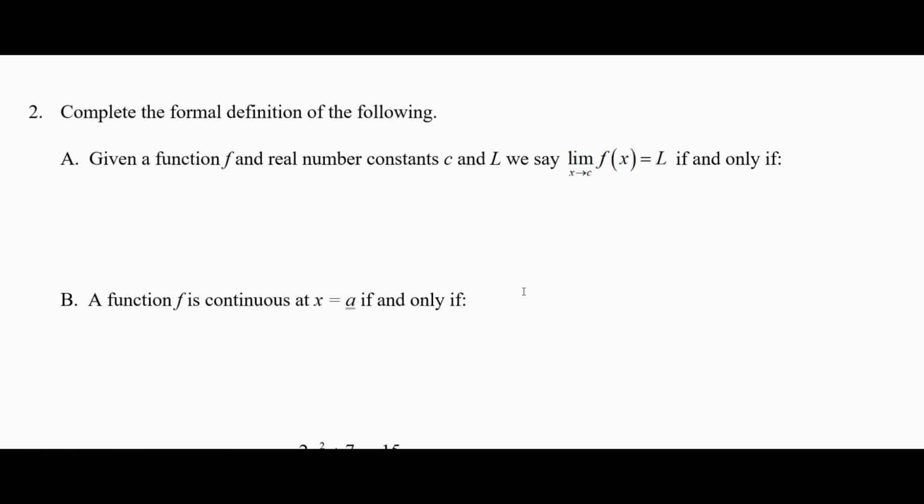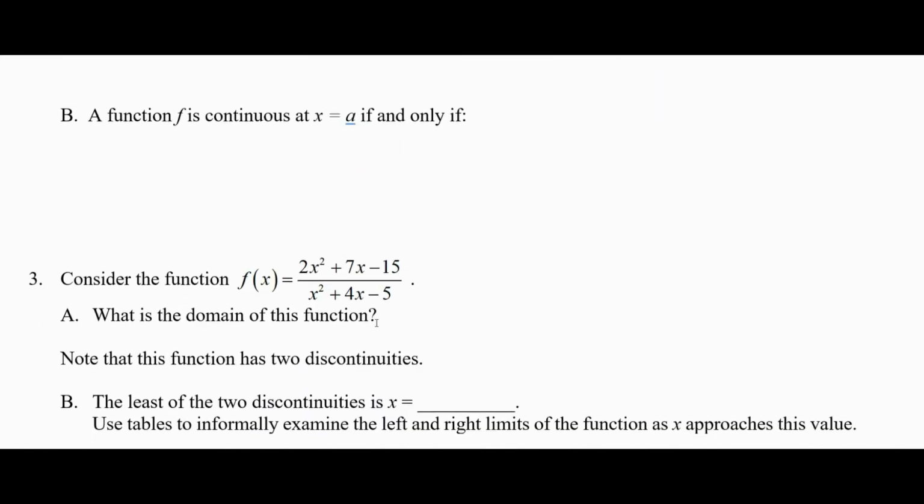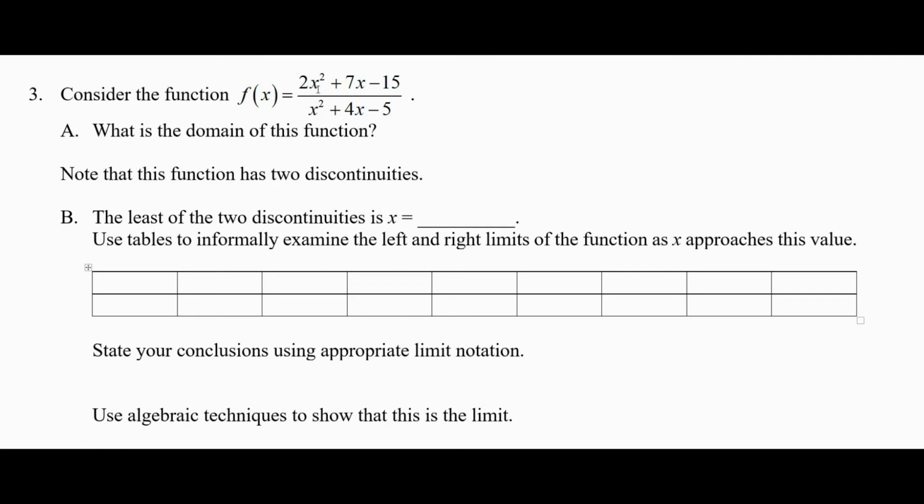The second set here is just remembering some formal definitions. The first one is the definition of a limit of a function at a point, and the second one is the definition of continuity. In the next section, we take this function, 2x squared plus 7x minus 15 over x squared plus 4x minus 5, and take that rational function and answer some questions about it.